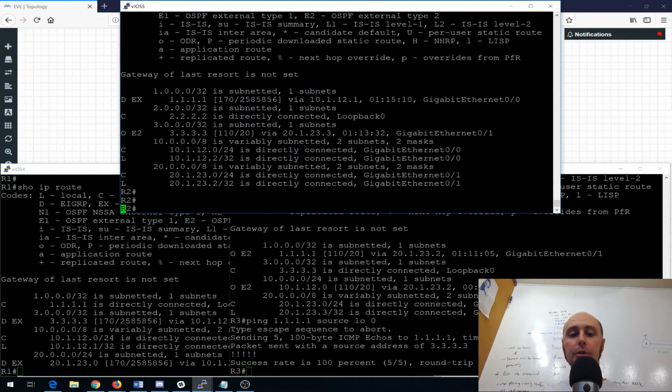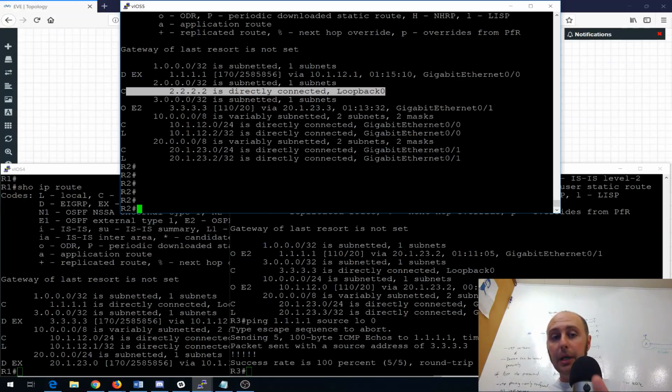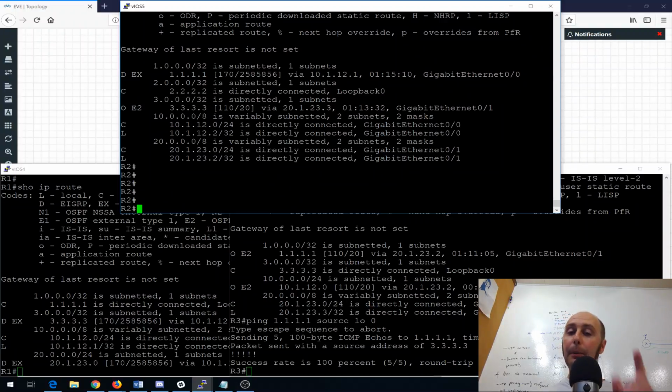So what I'm going to do is redistribute only loopback 0 of router 2 into the OSPF routing domain. And so that way only router 3 should see the loopback number 2. But how will that affect the routing domain on router 3? And how will that affect the routing domain on router 1? So I already have a route map here.